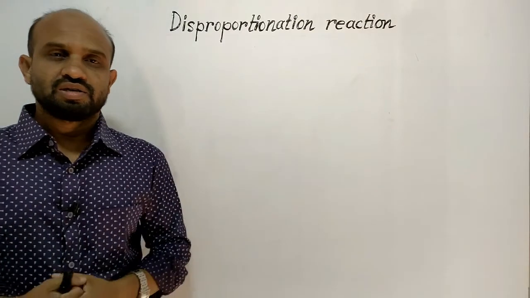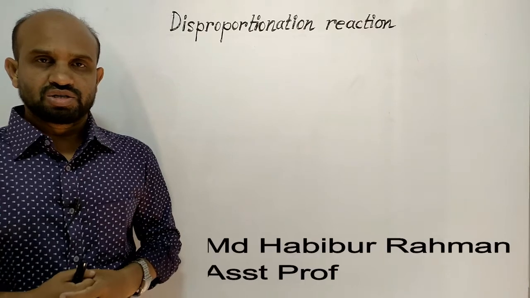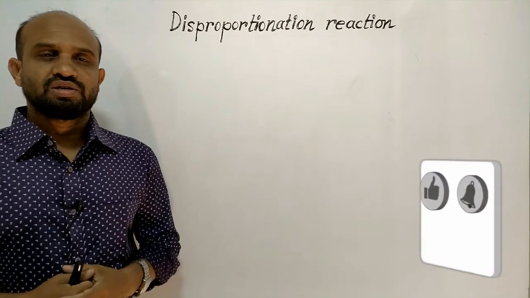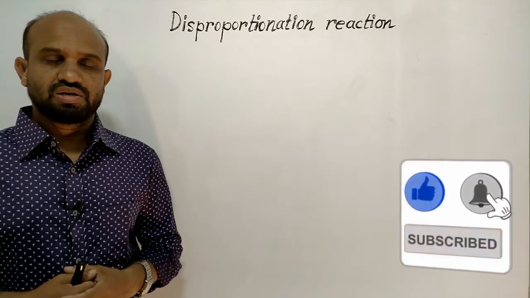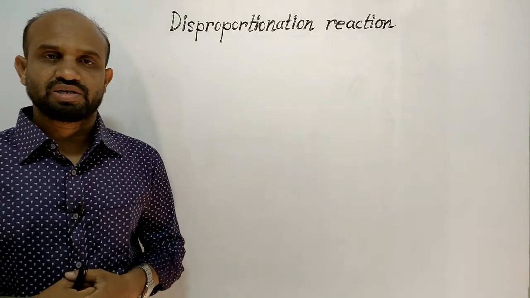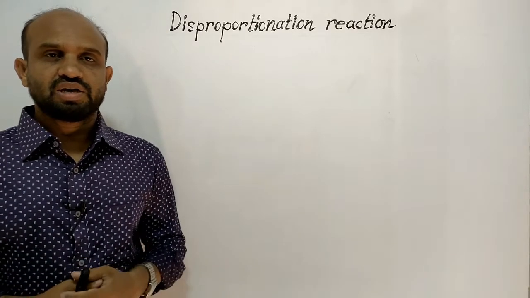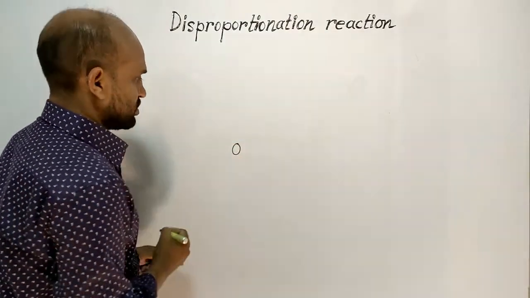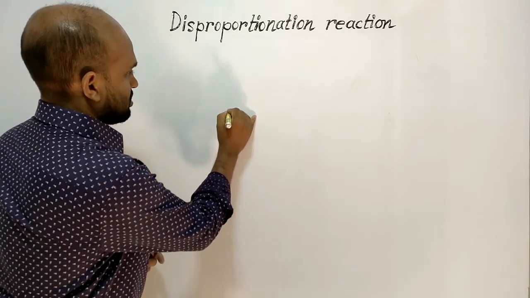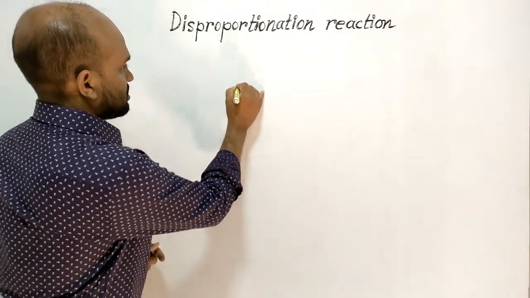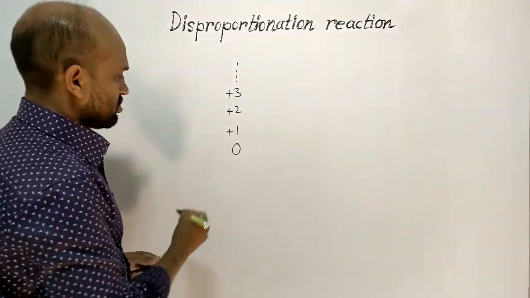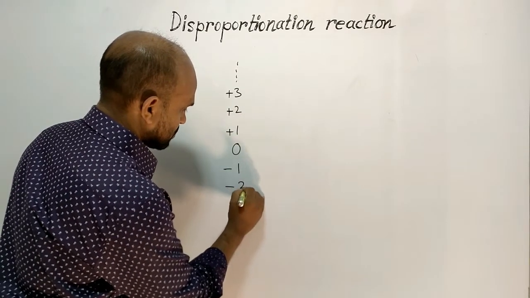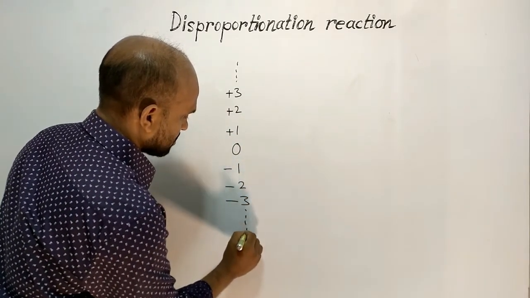Disproportionation reaction. In this lesson, we will learn disproportionation reaction with examples. First of all, let's see an oxidation number scale by which we can get the content easily. The scale is like this: oxidation number 0, plus 1, plus 2, plus 3, and so on. On the other hand, oxidation number -1, -2, -3, and so on.